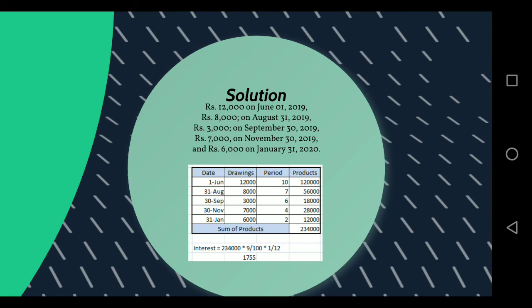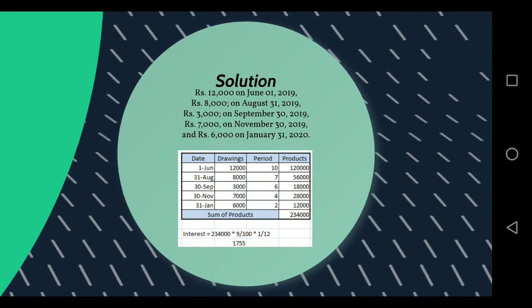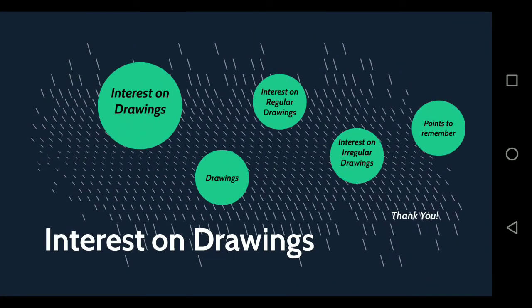And as we already discussed, interest is to be calculated on the total of products by the given rate for a period of 1 month. So interest is 2,34,000 into 9% into 1 month, 1 by 12. So the amount is 1,755. I hope with this solution you are able to understand the concept of interest on irregular drawings.